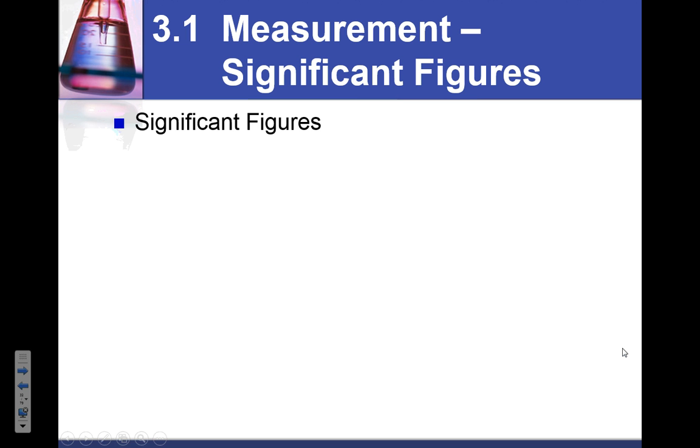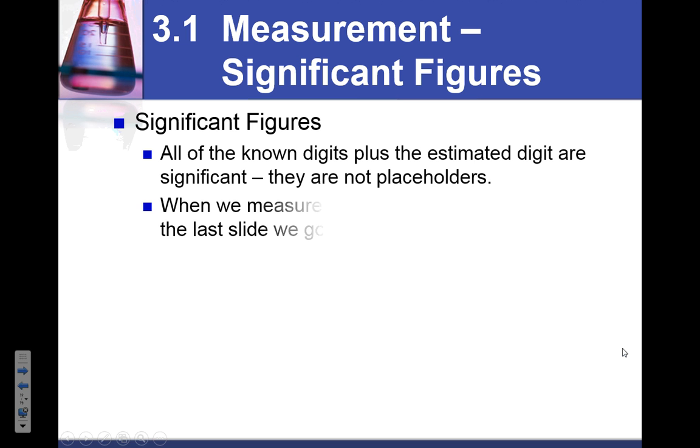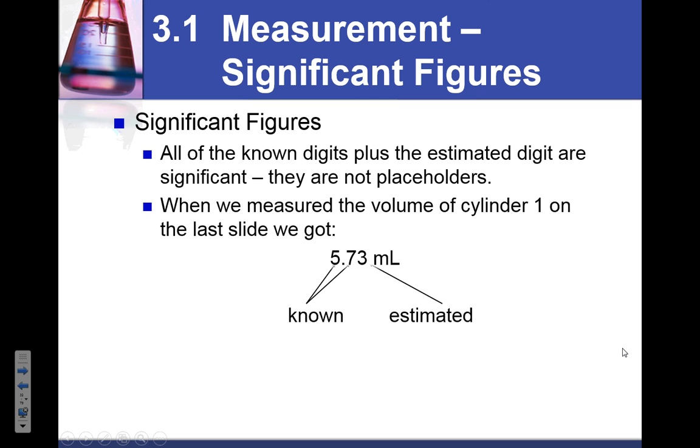Now, last we talked when we made a measurement, like in the slide where we had the three graduated cylinders. The very first graduated cylinder we said had a volume of 5.73 milliliters. If you think about that measurement, the 5 and the 7 were known or certain digits. Everybody who looked at it realized it was between 5 and 6, so more than 5, less than 6. It was between the 0.7 and the 0.8, so it was definitely 0.7. And then the last digit, the 3, is where we estimated.